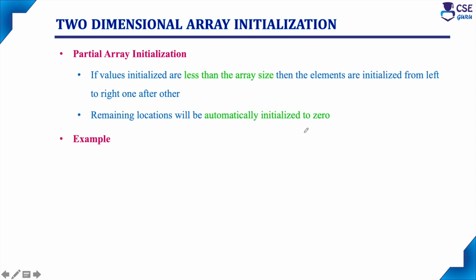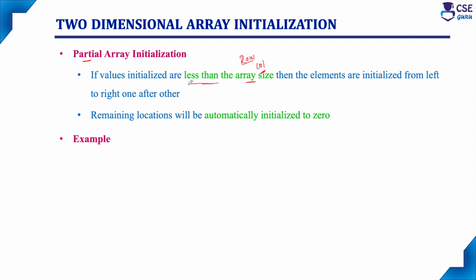The next method is partial array initialization. If the values initialized are less than the array size, here we need to consider both the row size and the column size. What is the row size we have specified and what is the column size we have specified? For all the specified memory locations, we are not initializing the values. We will specify the values for only a few locations and not for the others. That is nothing but partial array initialization.